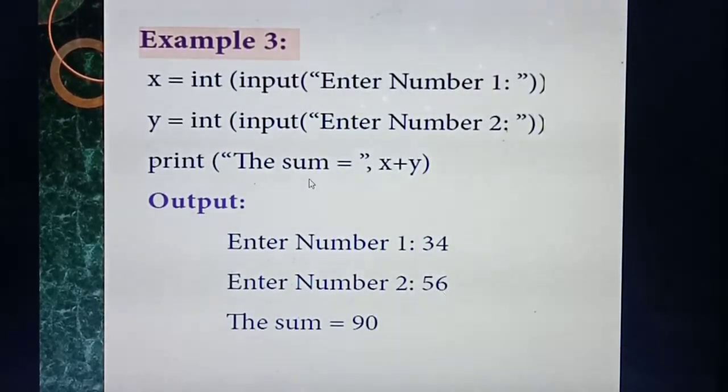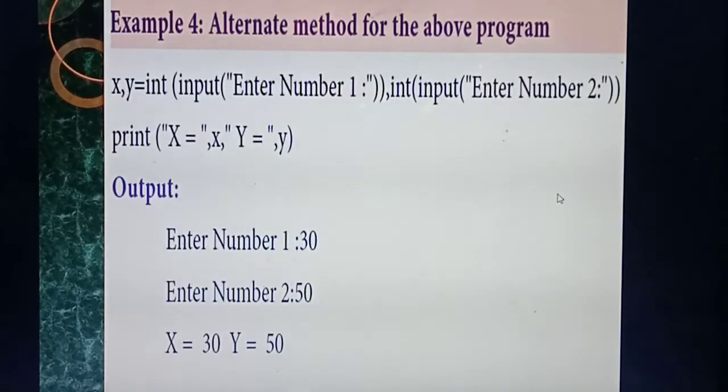So next one, print the sum equal to x plus y. What are the things it will take and add? Two numbers. What are the numbers? 34 and 56. So it will add the numbers, 34 plus 56. What answer you will get? 90. Understood?